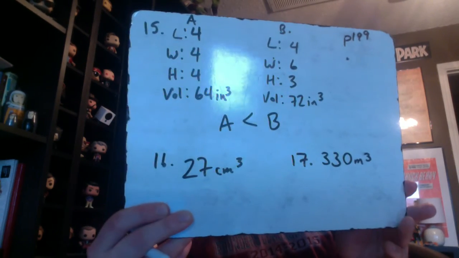So it says solid A has less volume than solid B. Okay, next, find the volume. 3 times 1 is 3 times 9. For number 16, we get 27 cubic centimeters. Number 17, last one. 5 times 11 times 6. Well, 5 times 6 is 30. Times 11 is 330. And what are units? Meters cubed. Okay, here we go. 330. Okay, there we go.